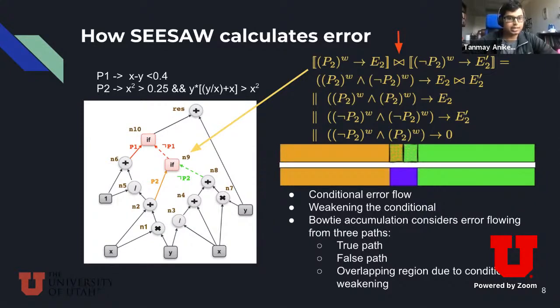Notice this funny thing here in the second line of this equation. It has P2 conjugate not P2, which is always false. But since these conditionals are weakened, that is not the case, as it accounts for the error flowing into the computation of the guard P2. The errors in these three regions, therefore, are separate and are activated by the input values accordingly.